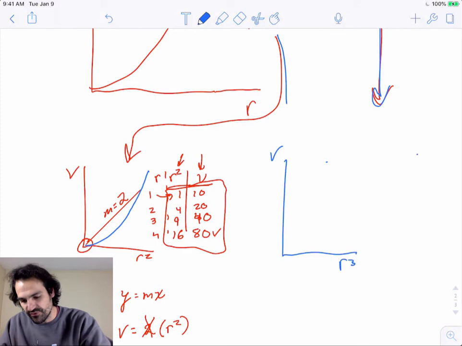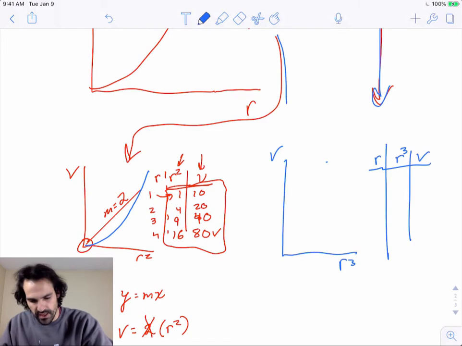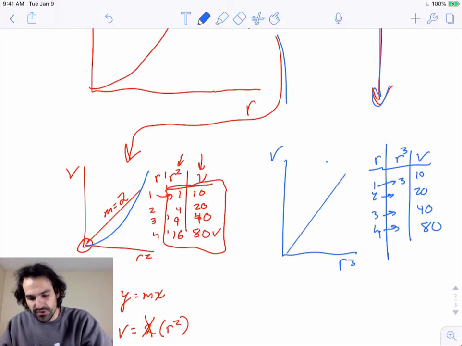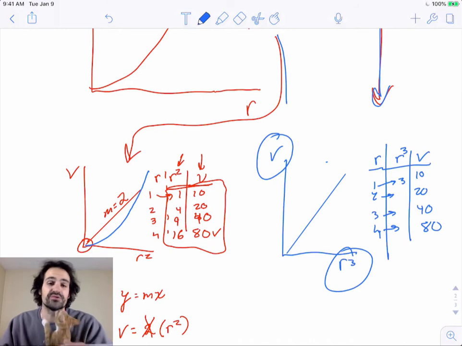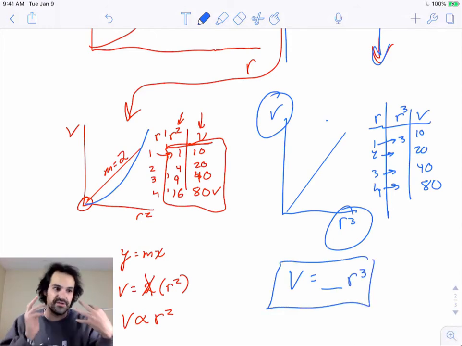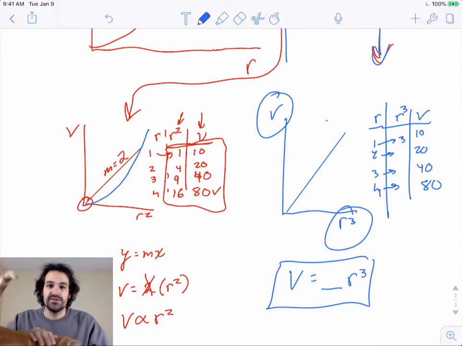So now, just like we did before, voltage, radius cubed, and radius, you would plug in your radii, 1, 2, 3, and 4, 10, 20, 40, and 80. You would literally cube these numbers and plot them. And if that comes out to be linear, then you know that voltage and radius cubed are directly proportional. Or rather, voltage equals something times radius cubed. That's going to be the equation that physicists will use. That's going to be the equation that you'll find on your equation sheet. That's where these equations come from. Plotting this stuff out, retesting.